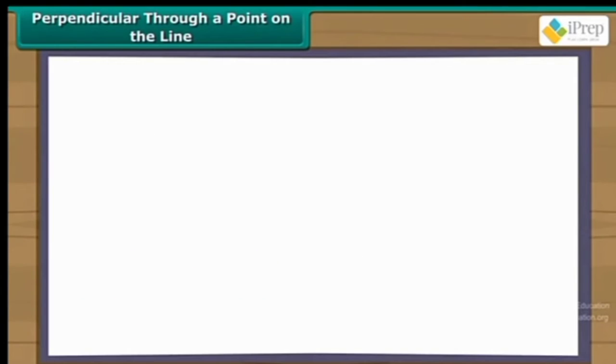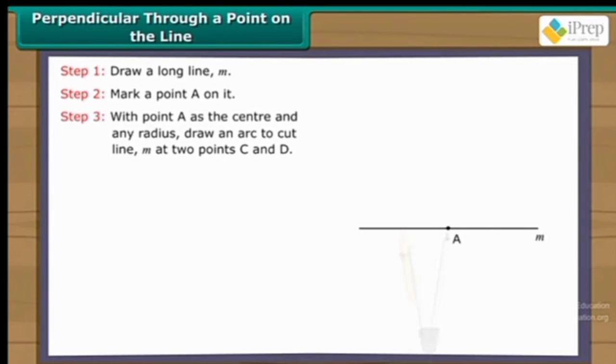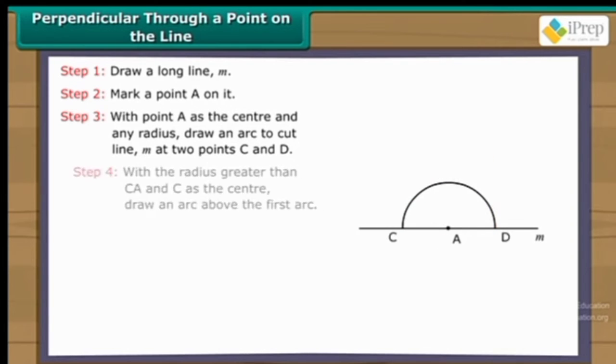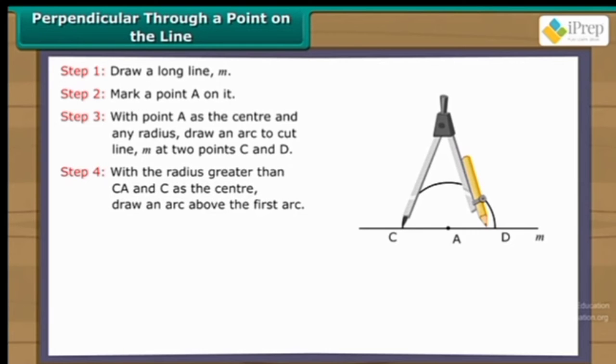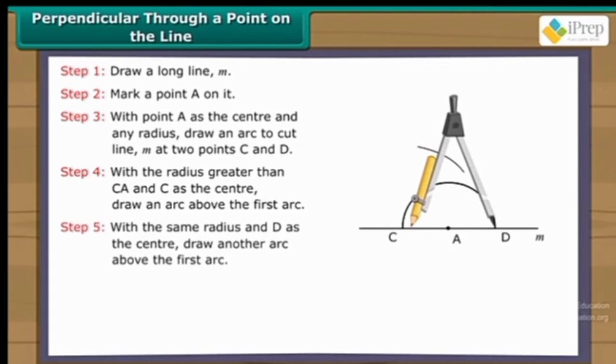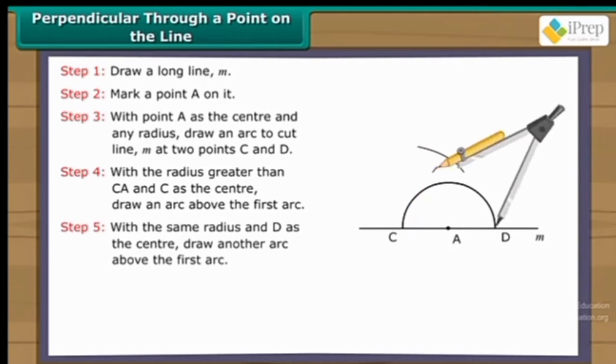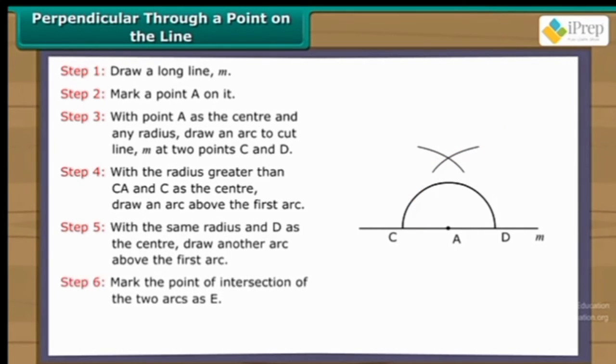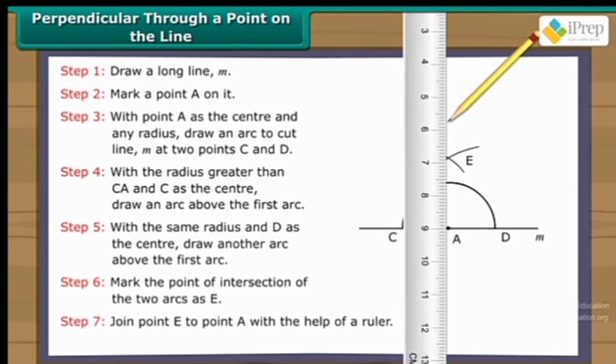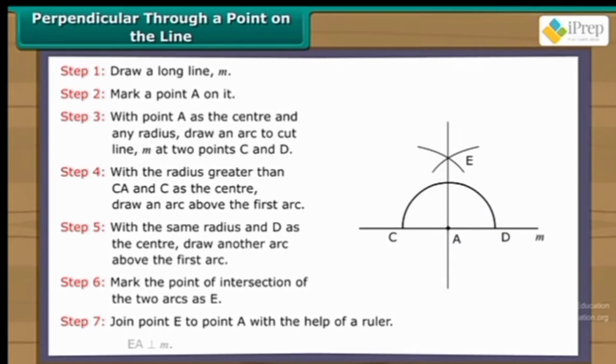Through a point on the line. Draw a long line M. Mark a point A on it. With point A as the center and any radius, draw an arc to cut line M at 2 points C and D. With the radius greater than CA and C as the center, draw an arc above the first arc. With the same radius and D as the center, draw another arc above the first arc. Mark the point of intersection of the two arcs as E. Join point E to point A with the help of a ruler. EA is perpendicular to line M.